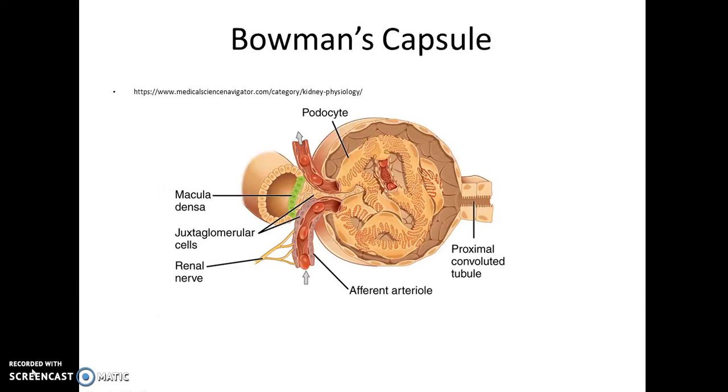So now we have all these things, and here is the Bowman's capsule. Here are the capillaries here. The podocytes are between the capillaries and the Bowman's capsule, and the stuff is being forced out of here through the podocytes into the Bowman's capsule. And this is the proximal convoluted tubule.